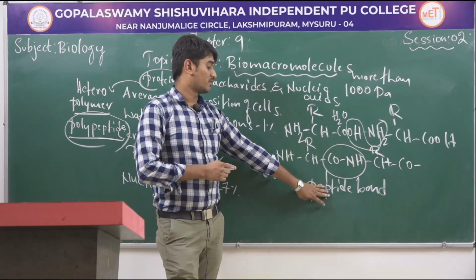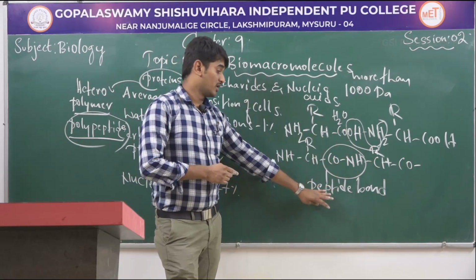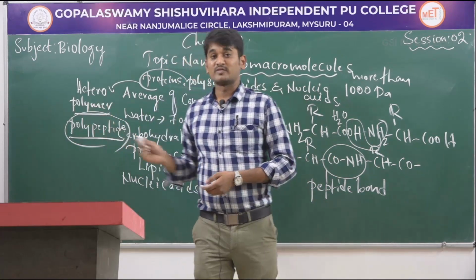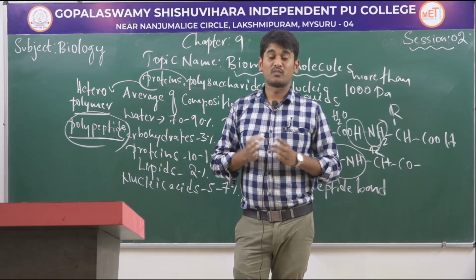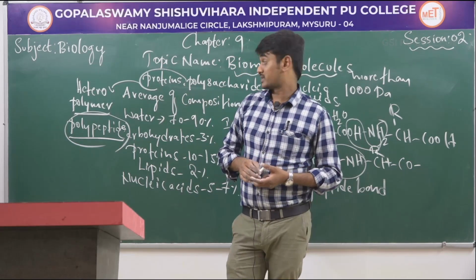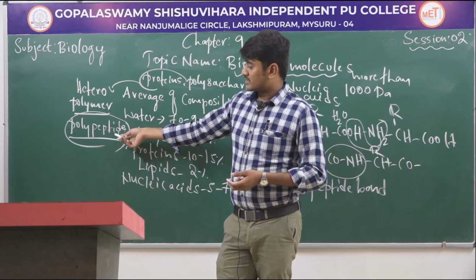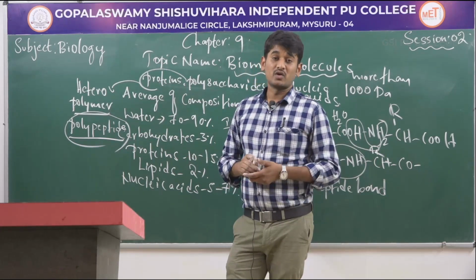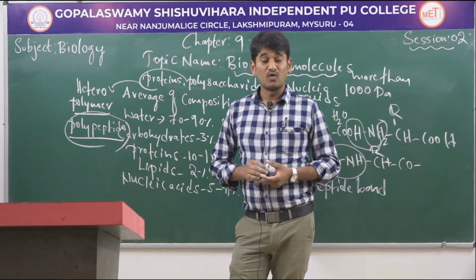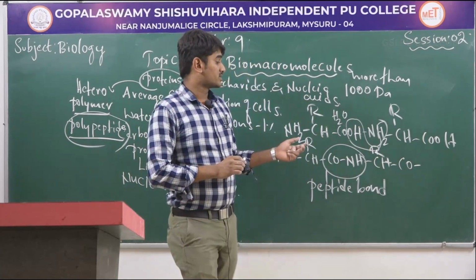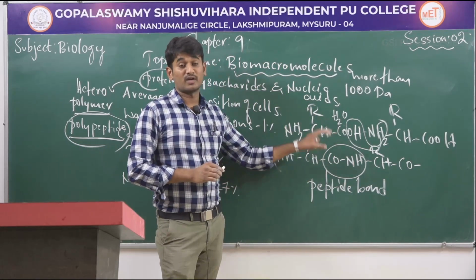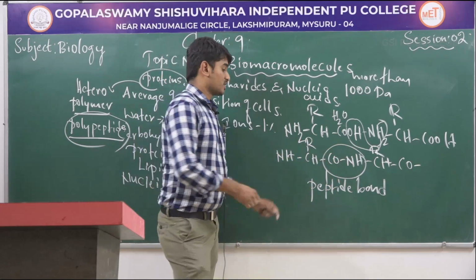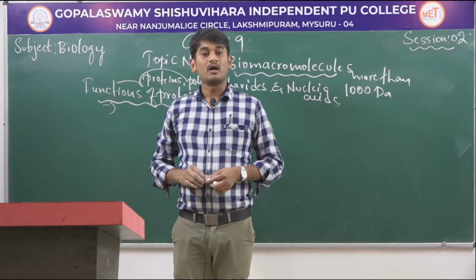So proteins are heteropolymers, which means they are derived from two or more different amino acids, and they form a polypeptide chain, a sequence of amino acids linked by peptide bonds. How are these peptide bonds formed? The acidic group of one amino acid reacts with the amino group of another amino acid by releasing water, which means dehydration, forming the peptide bond.